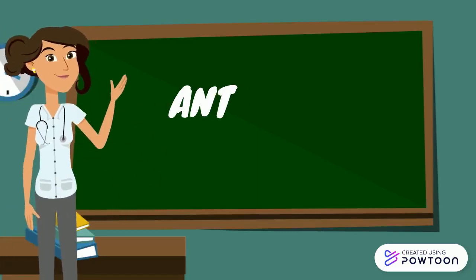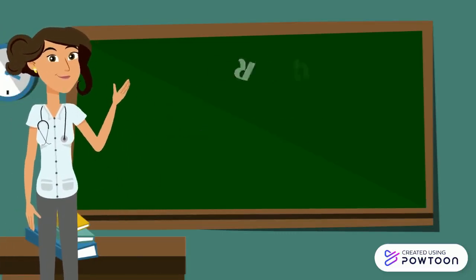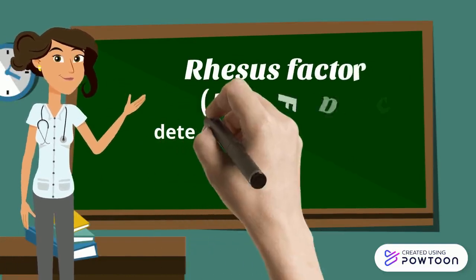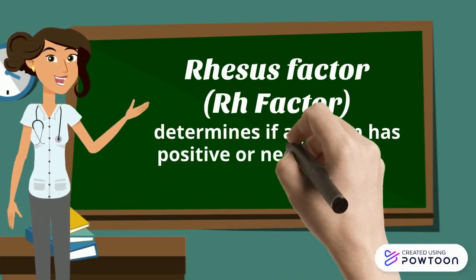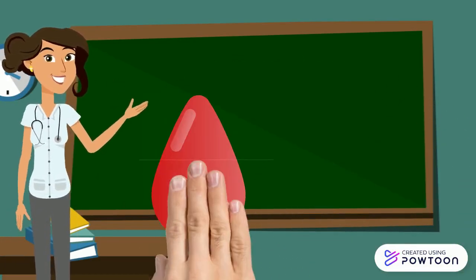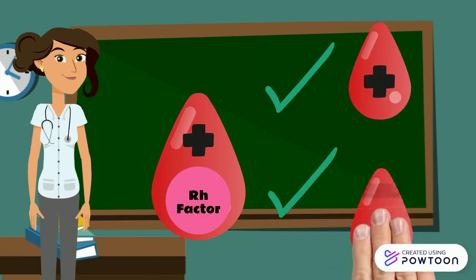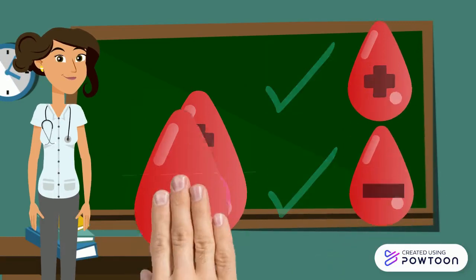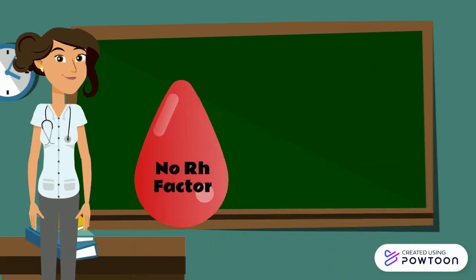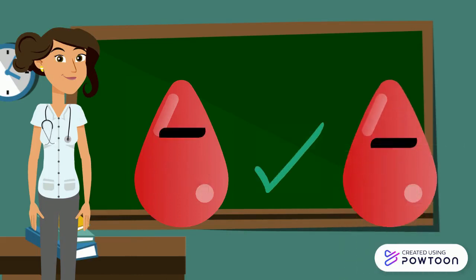Aside from antigens and antibodies, we also have rhesus factor, also known as Rh factor, which determines if a person has a positive or negative blood type. If Rh factor is present within the red blood cells, then the blood type is positive, which means that they are compatible with both positive and negative blood types. However, if the Rh factor is absent in the red blood cell, then the blood type will be negative, which means that they are only compatible with the negative blood types.